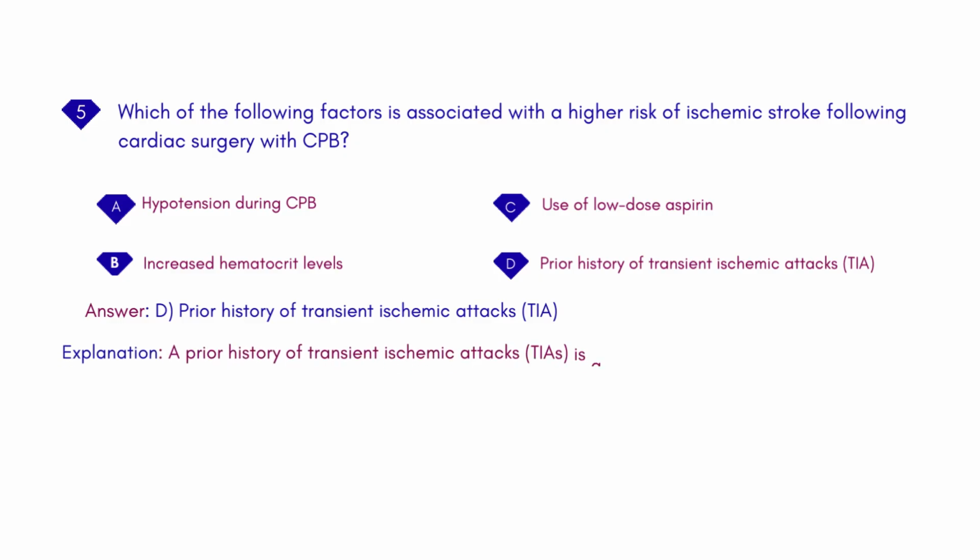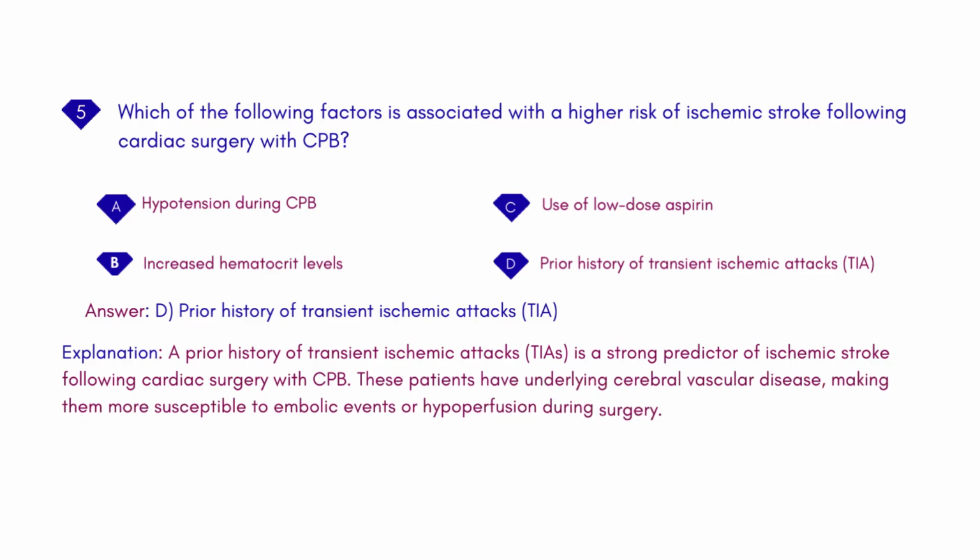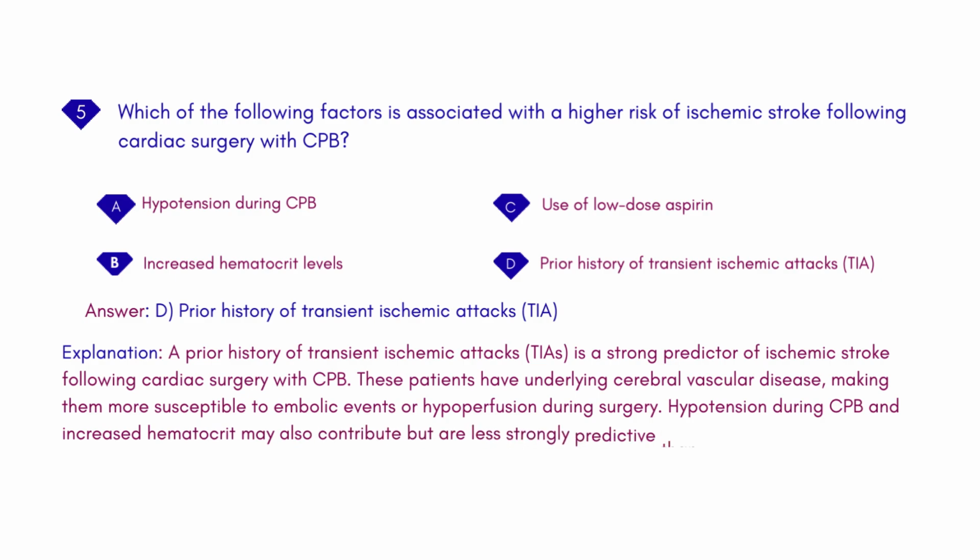Explanation: a prior history of transient ischemic attacks is a strong predictor of ischemic stroke following cardiac surgery with CPB. These patients have underlying cerebral vascular disease, making them more susceptible to embolic events or hypoperfusion during surgery. Hypotension during CPB and increased hematocrit may also contribute but are less strongly predictive than a history of TIA.